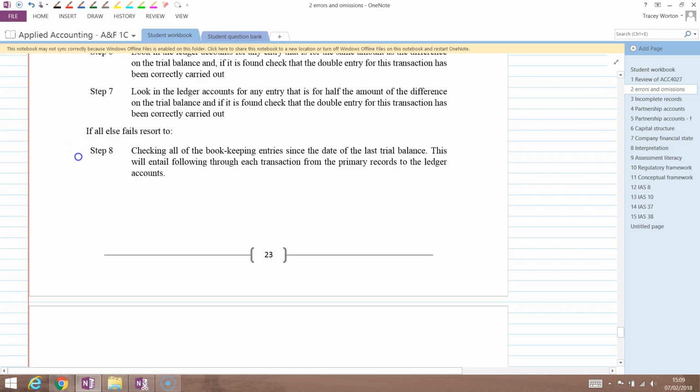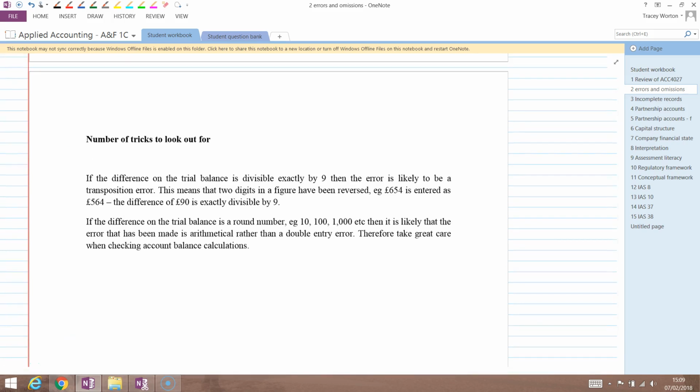So a number of tricks to look out for. If the difference on the trial balance is divisible by 12, then an error is likely to be a transposition error, so you could have reversed 2 of the digits. If the difference on the trial balance is a round number, so 10, 100, 1000, etc., then it's likely that you've made an arithmetic error rather than a double entry error. You need to take care in both situations.